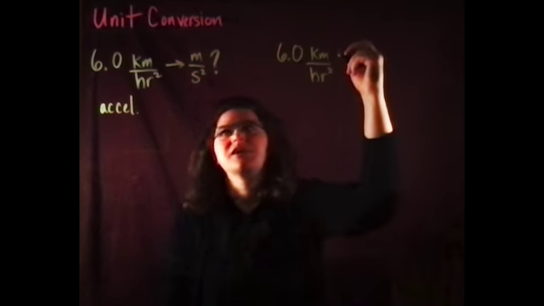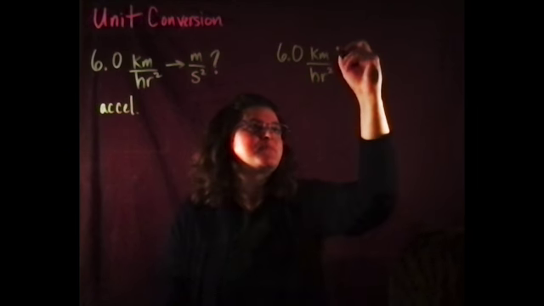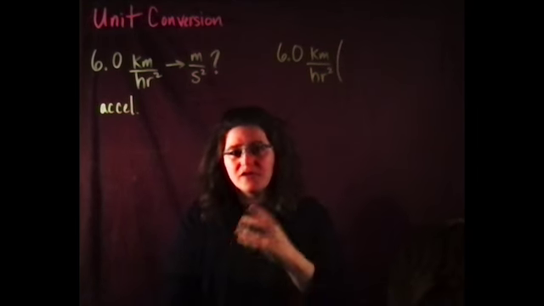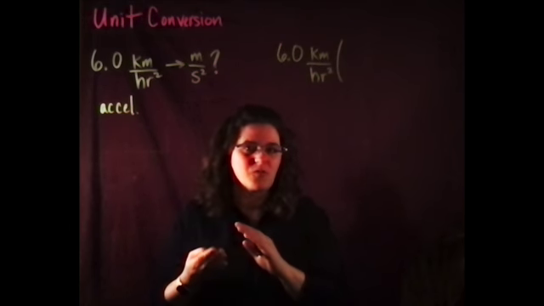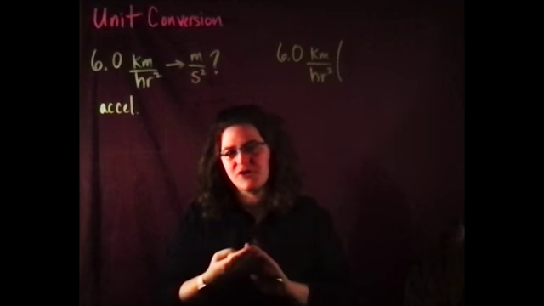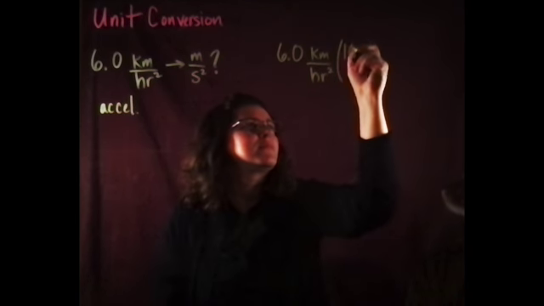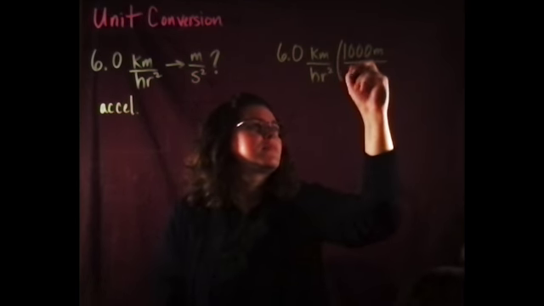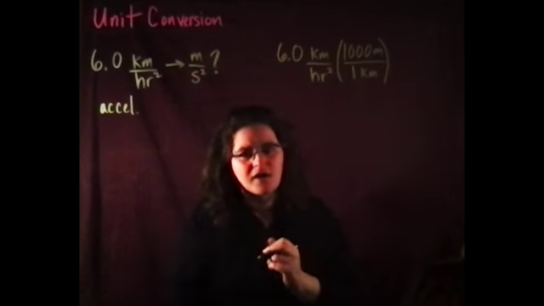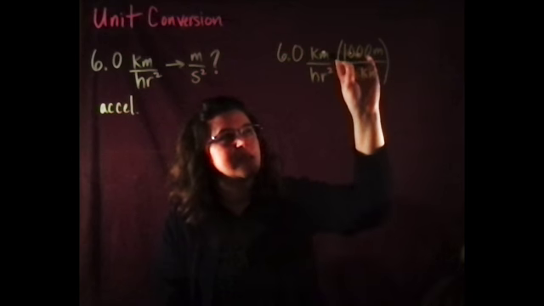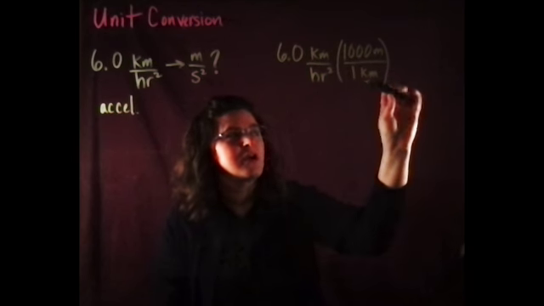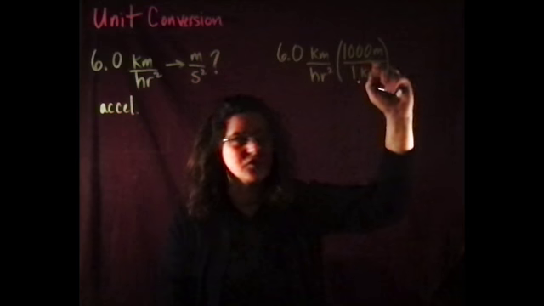So first I'm going to get rid of the kilometers. I know that the conversion factor from kilometers to meters, there are 1,000 meters in every kilometer. Okay, and you'll notice that I've put kilometer in the denominator because I need it to cancel out with the one in the numerator, and I need to be left with meter in the numerator.